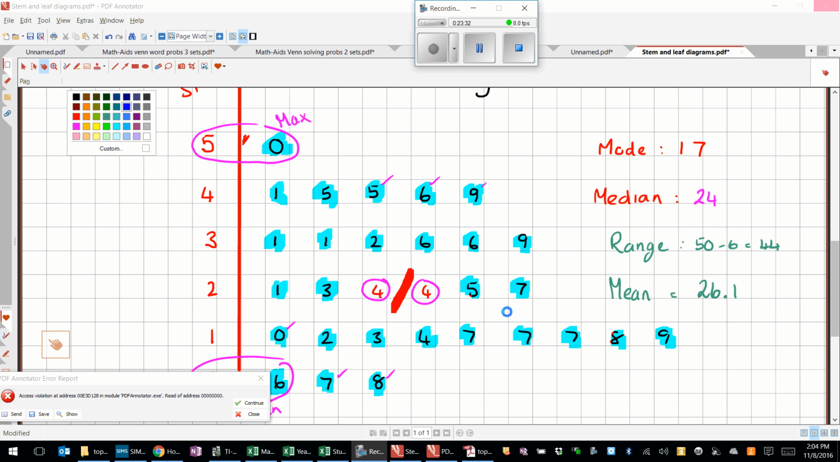Okay? So, obviously, when we do this kind of thing, what we need to do at the end is have a conclusion. If these are test scores out of 50, what conclusion would you make about this class?